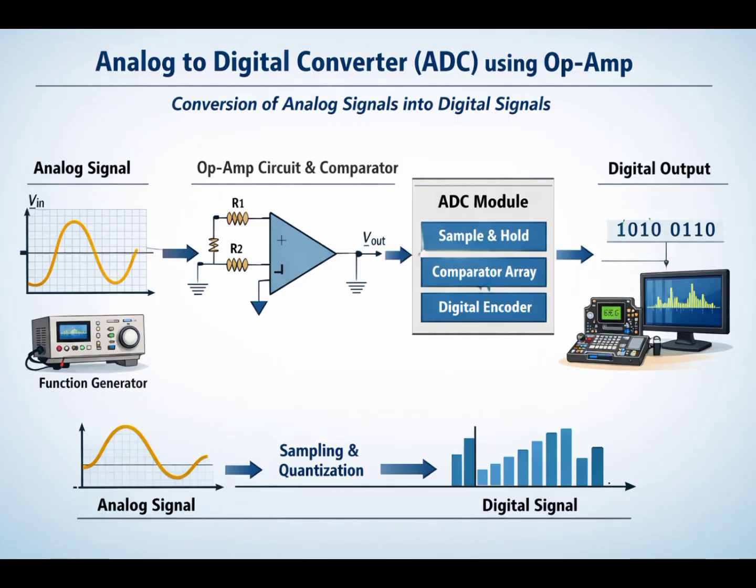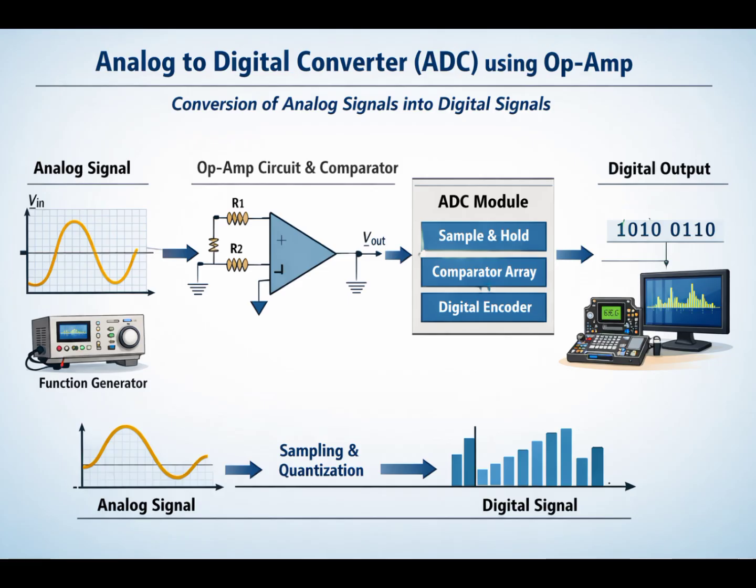Today we are going to understand an important topic in analog electronics, analog to digital converter or ADC using op-amp. Have you ever wondered how your microphone, temperature sensor or mobile phone converts real-world signals into digital data? That conversion is done using ADC. And in many ADC circuits, op-amp plays a very important role. So let's understand this concept step by step in a simple and clear way.